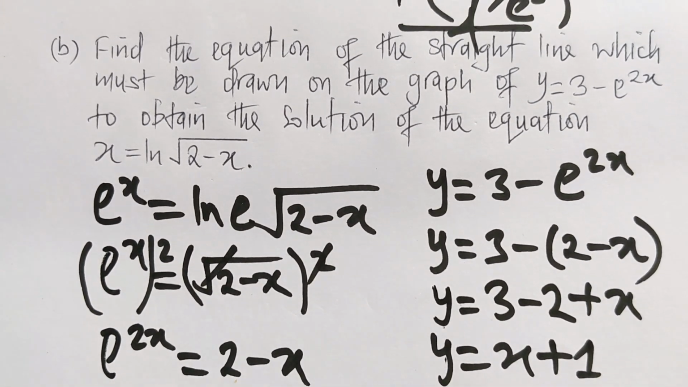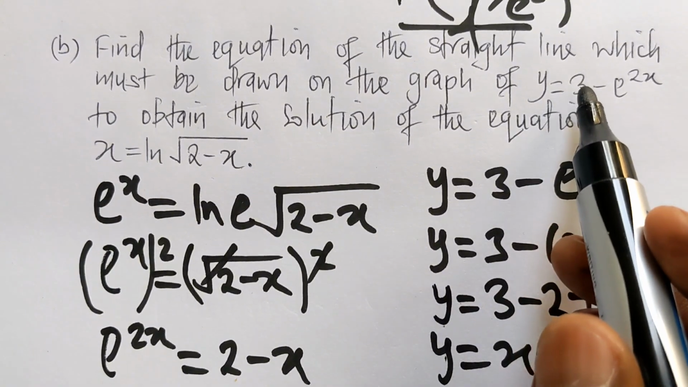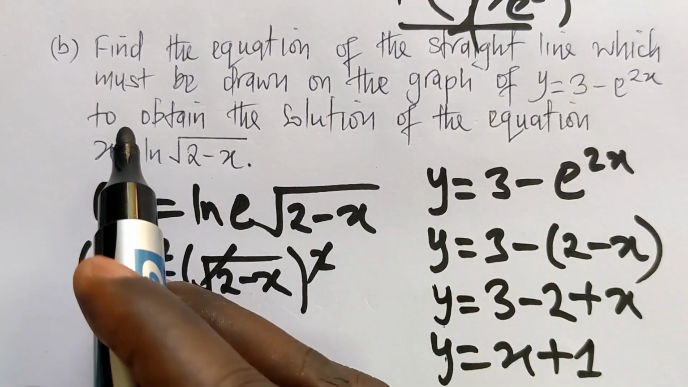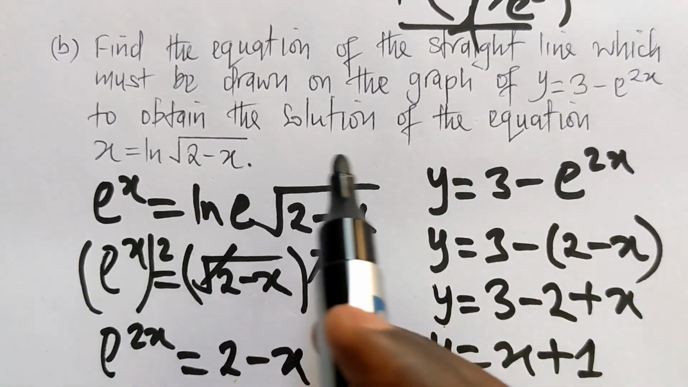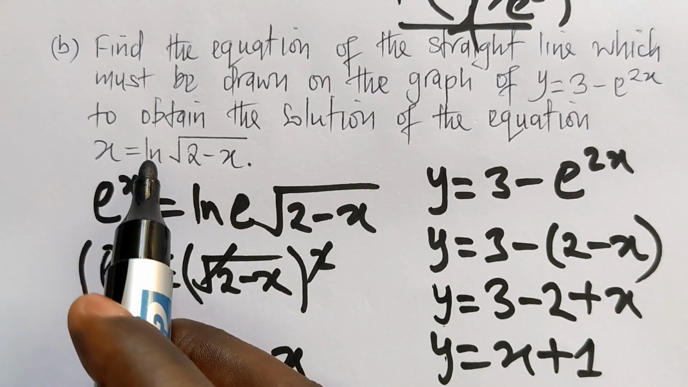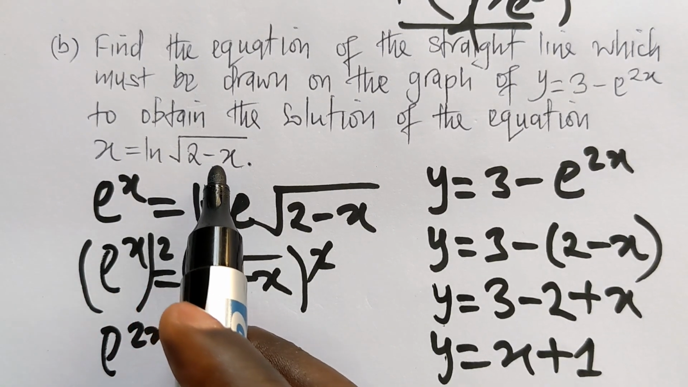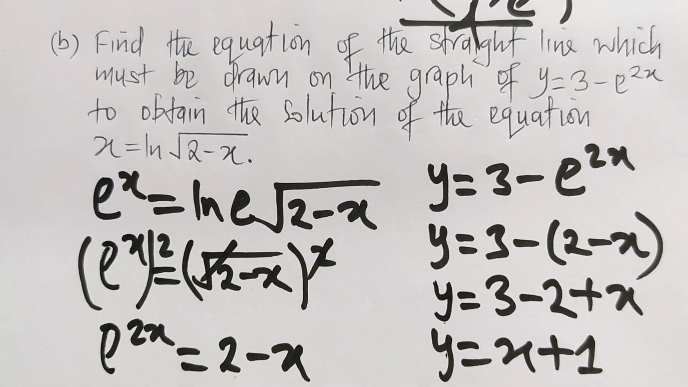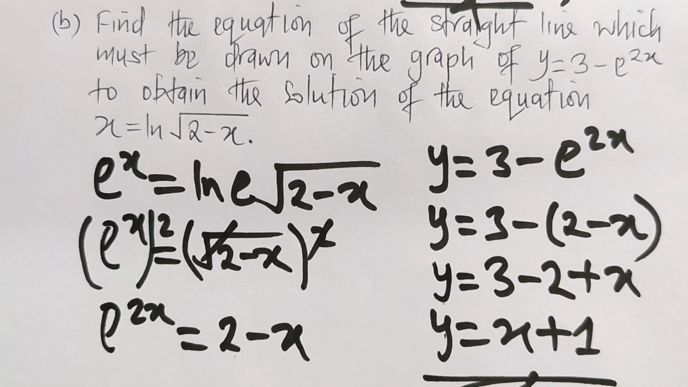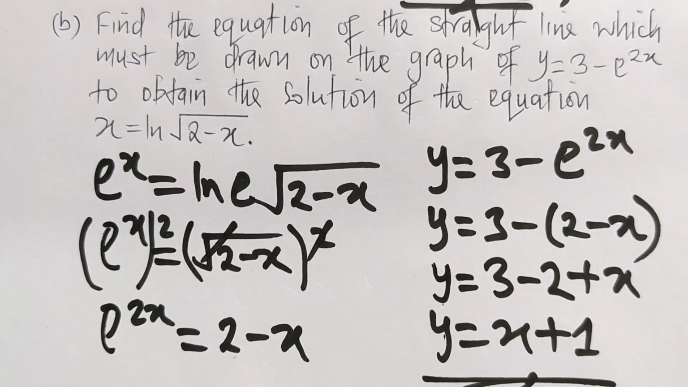which when drawn, this equation is going to meet with this curve here, and we are going to obtain the solution of the equation as x equal to ln square root of 2 minus x. So this here is the solution for B.